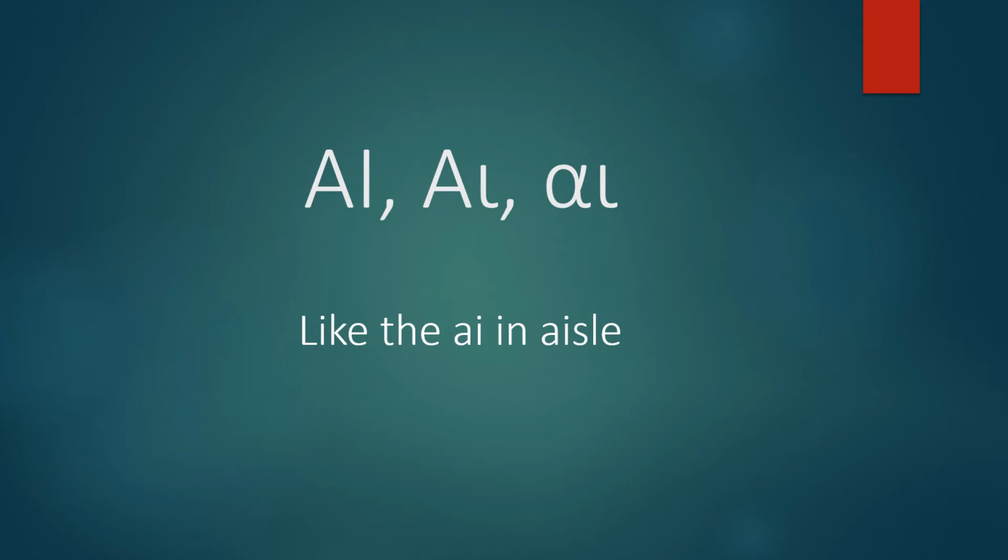The alpha iota, just try to pronounce them right next to each other. A-I, and do it more quickly. I. It kind of sounds like the I in aisle, or just the word for eyeball. So alpha iota right next to each other.